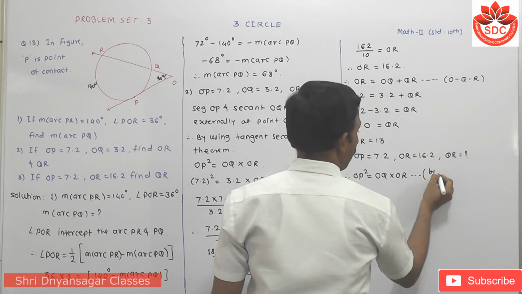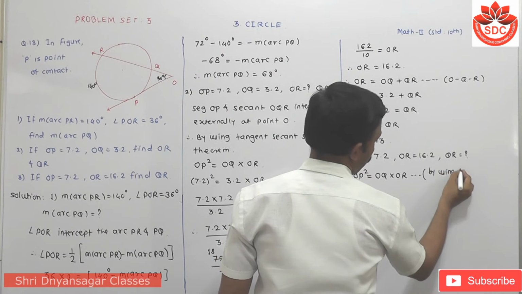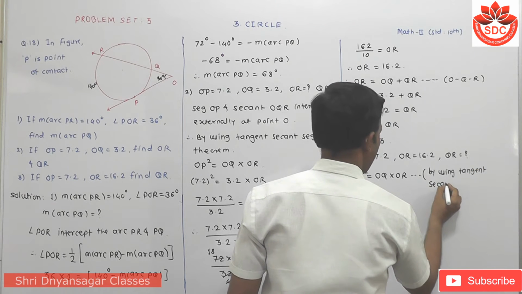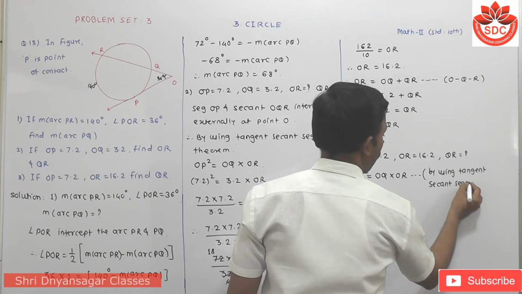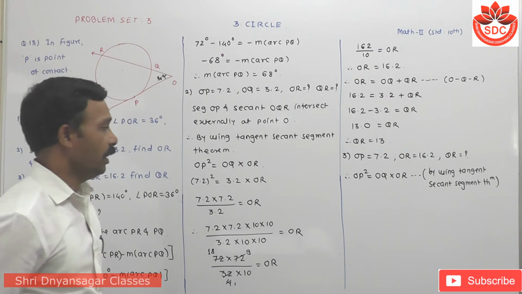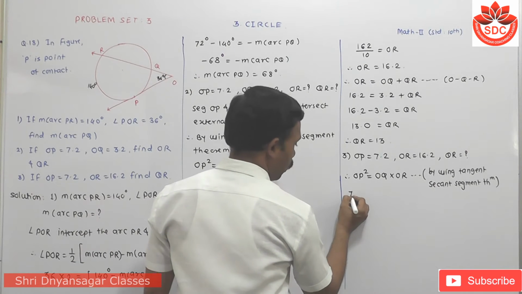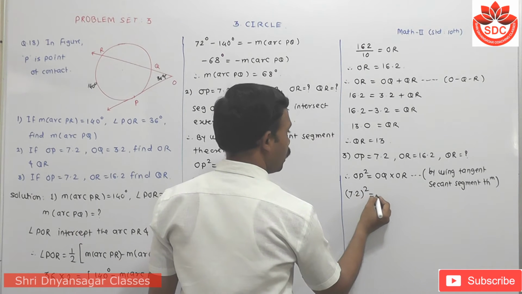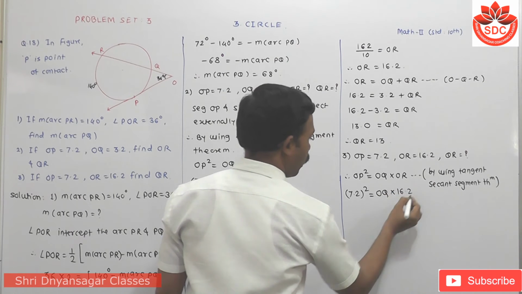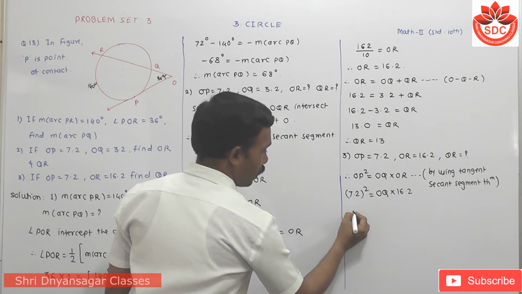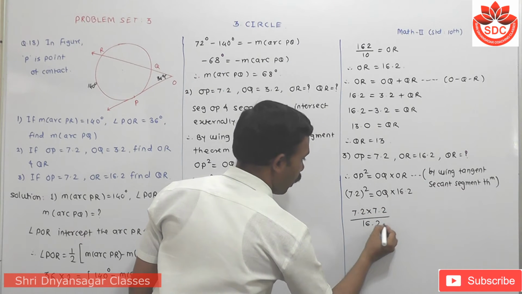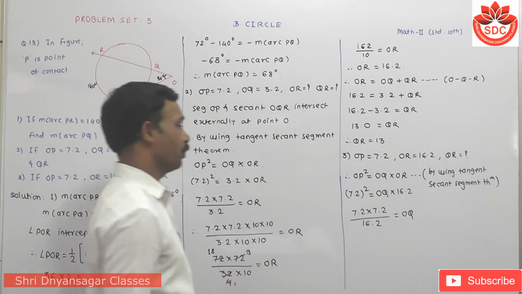Again by using tangent secant segment theorem, then OP is 7.2, square, is equal to OQ, which we have to find, into OR, which is 16.2. This square is 7.2 into 7.2 upon 16.2 is equal to OQ.